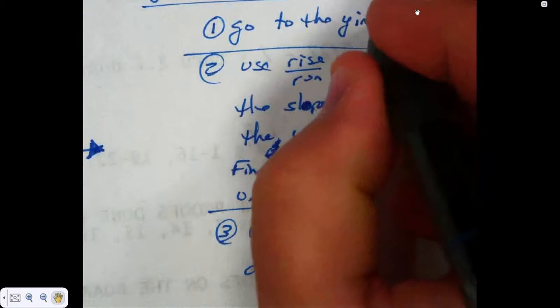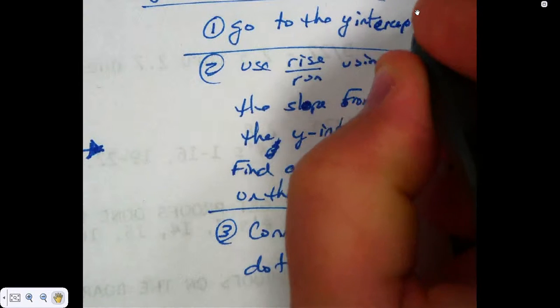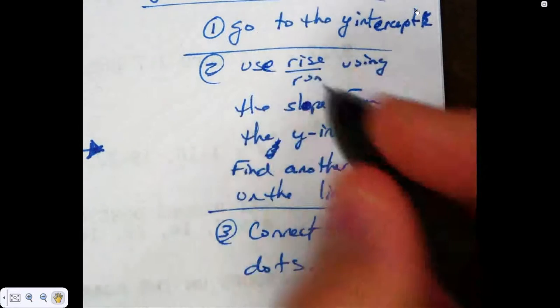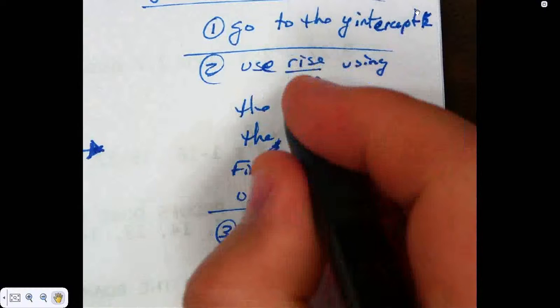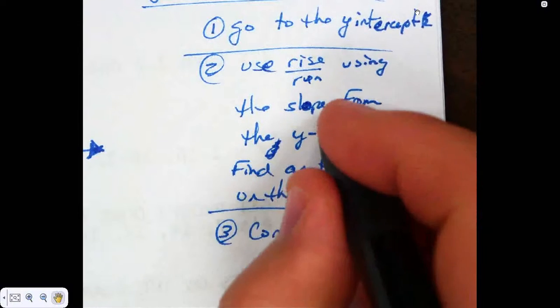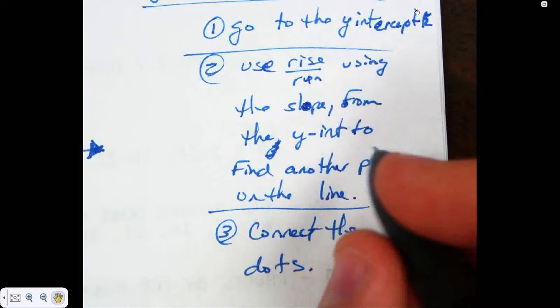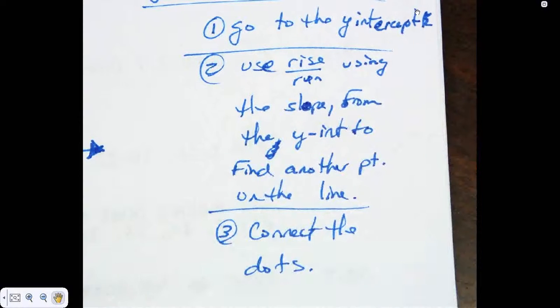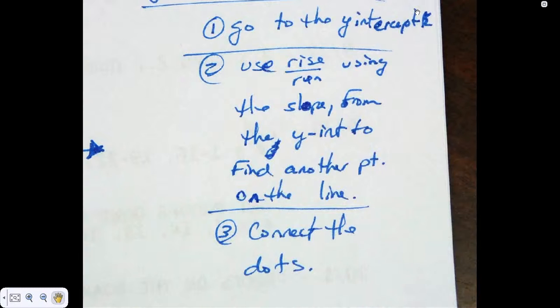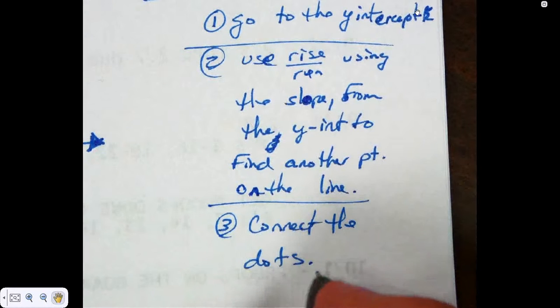Find the y-intercept. Then use rise over run, using the slope from the y-intercept to find another point on the line. And then you connect the dots.